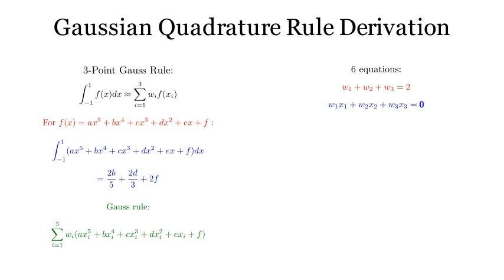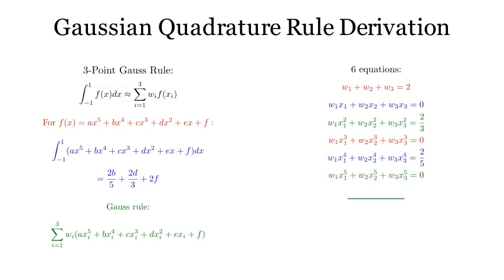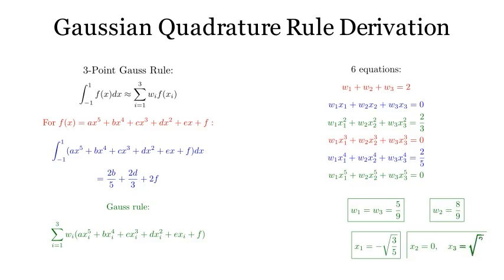And then again, w1 and w3 need to be the same, and x1 and x3 need to be symmetric, so x1 will be equal to minus x3. Applying these conditions, apart from the 6 equations already given, we will solve to get the following values: w1 and w3 will be 5 by 9, w2 will be 8 by 9. Similarly, x1 will be minus square root of 3 by 5, x2 will be 0, and x3 will be positive square root of 3 by 5.